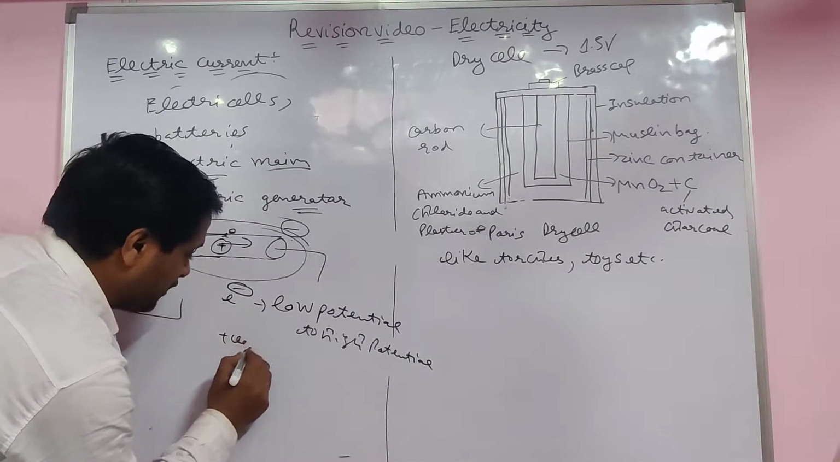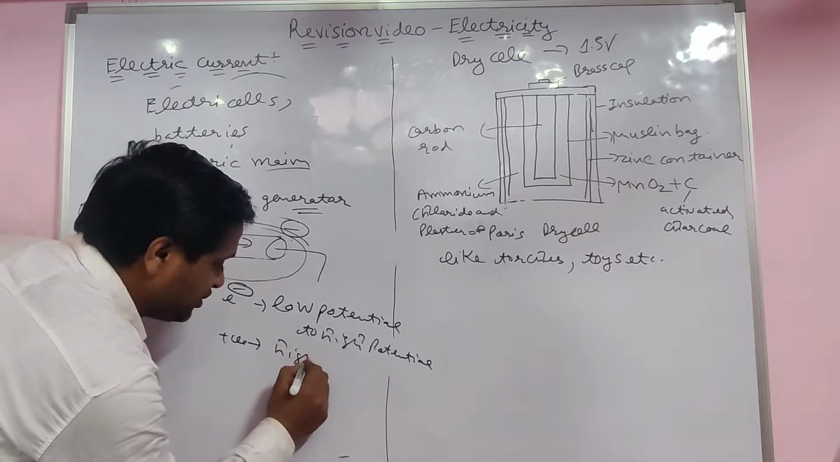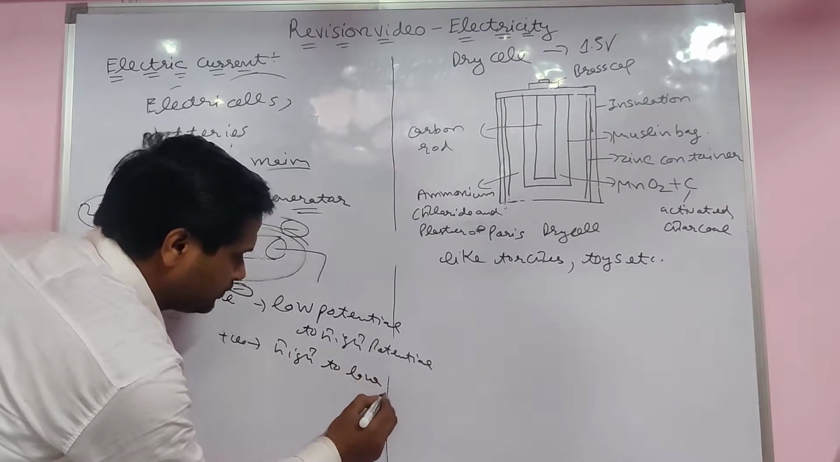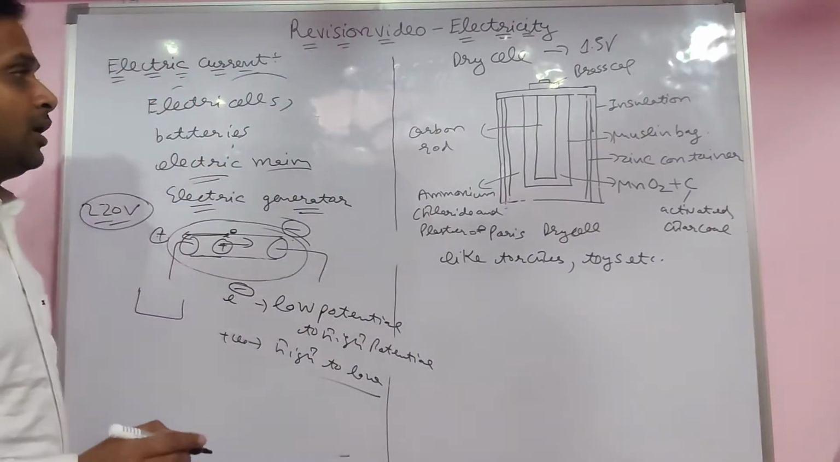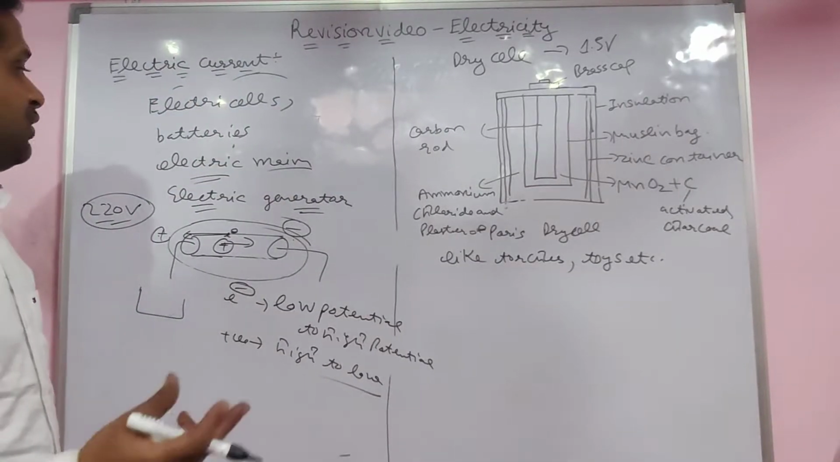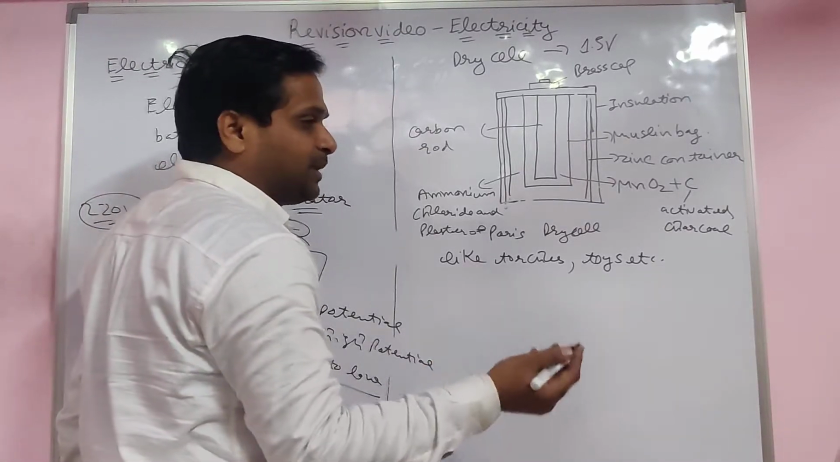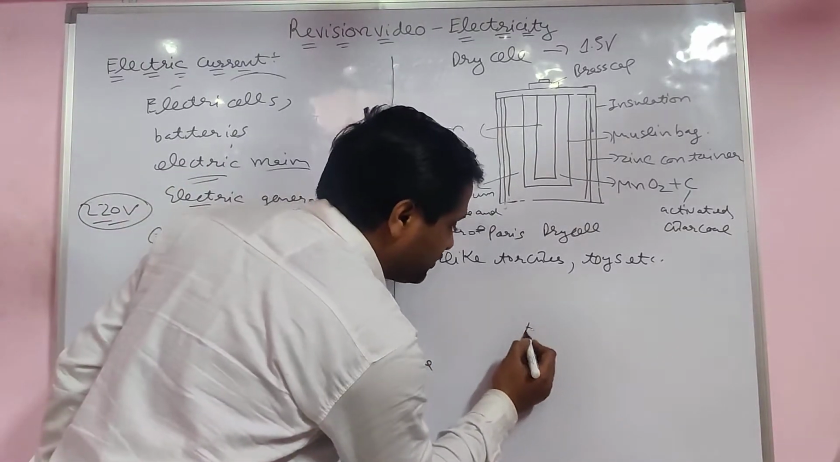And positive charge always moves from high potential to low potential. High to low. Actually, what is the potential difference? What is the electric potential? I will explain. This is not in your syllabus, but I will explain, student.